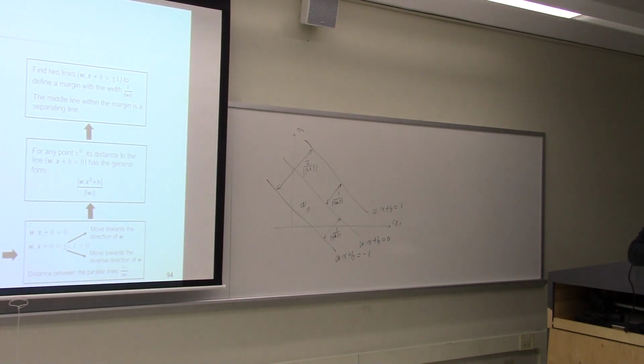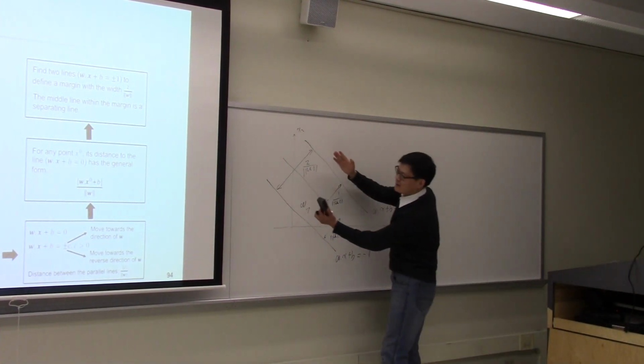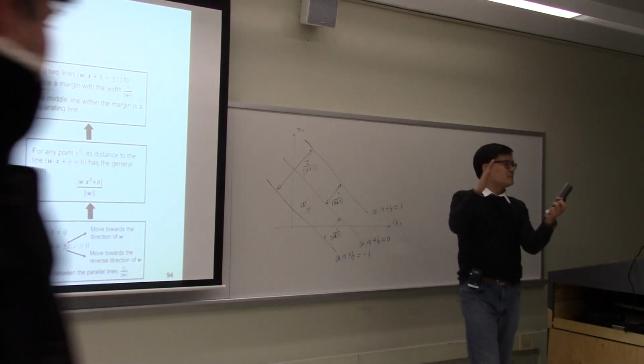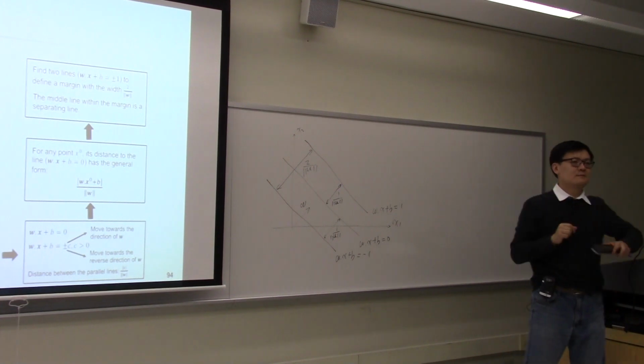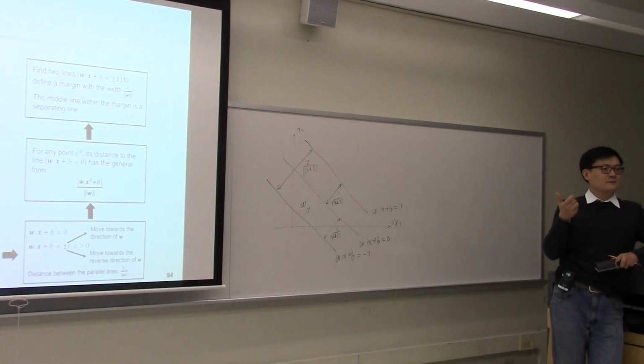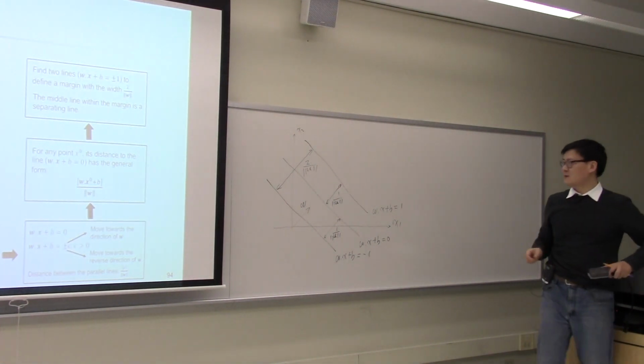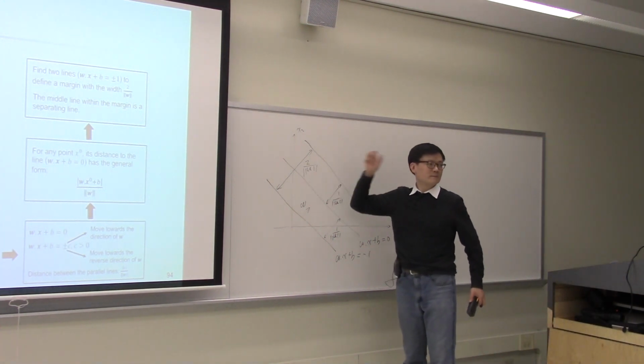If you remember, in the support vector machine, we use two parallel lines to define a margin between two classes. And the size of the margin is 2 over the W norm.